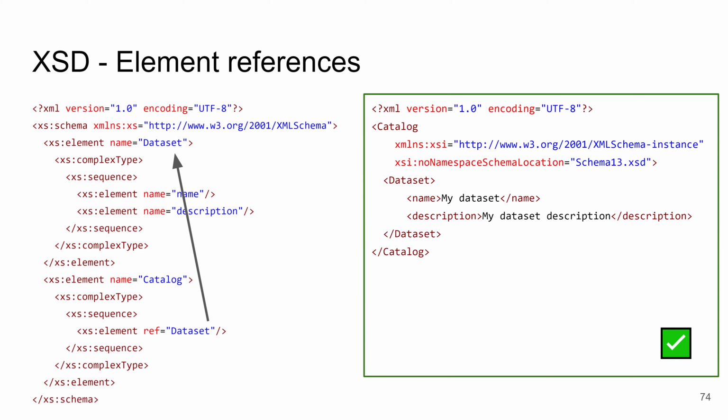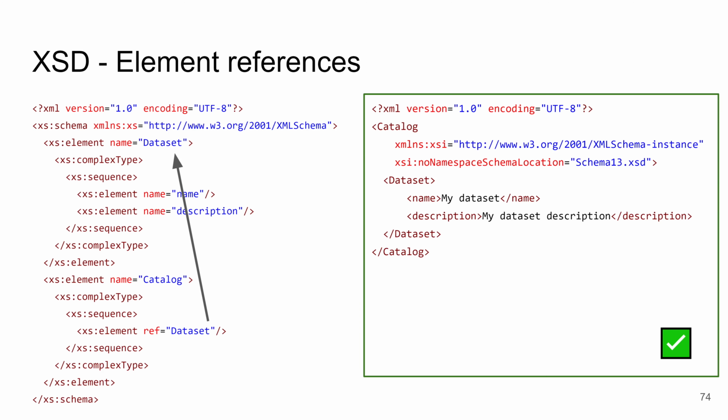Now, elements may also be defined just by referencing a globally defined element which is defined before. So as we had global type definitions, which we could reference from an element definition using the type attribute, the same goes for the whole element definition. So here we have a global dataset element definition, and then we have a global catalog definition.